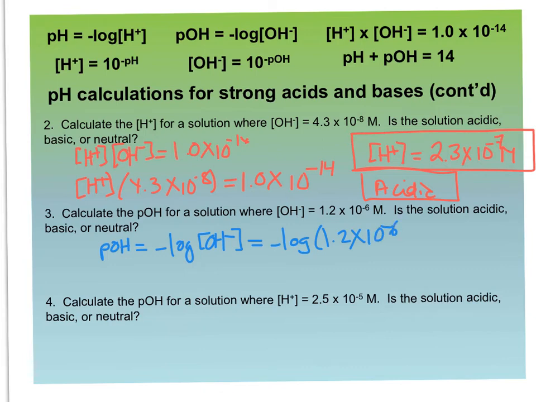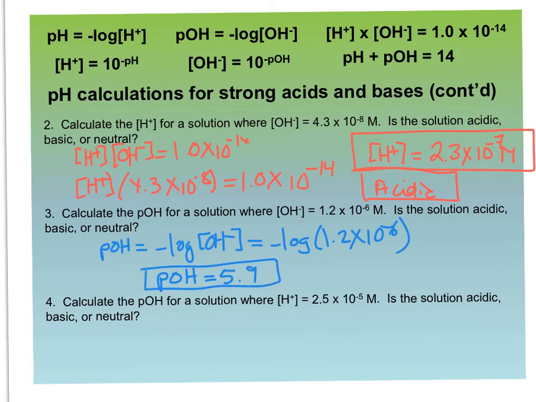Again, you're welcome to go ahead and plug it into your calculator, but try to have a sense of what your answer should be. If this was just 1.0 times 10 to the negative 6, then your answer should be 6. So it should be close to 6, but not quite. Maybe you're slightly lower. So go ahead and calculate it. You end up with pOH equal to 5.9, and that's our answer.